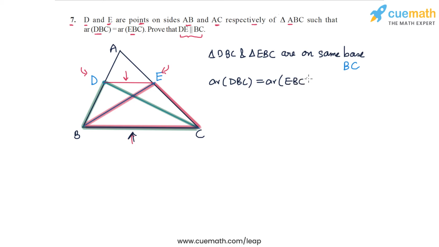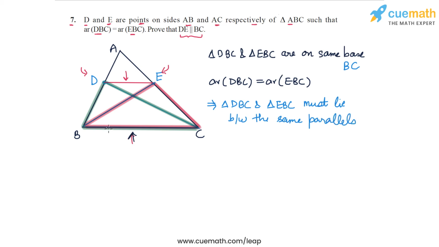So these two triangles are on the same base, they have the same area, and this means that they must lie between the same parallels. So we can say that DBC and EBC must lie between the same parallels. Okay, so they must lie between the same parallels.